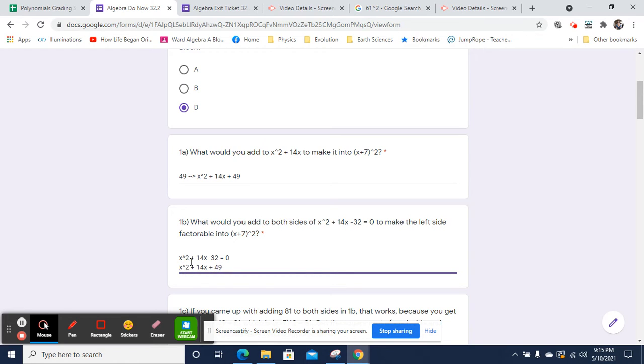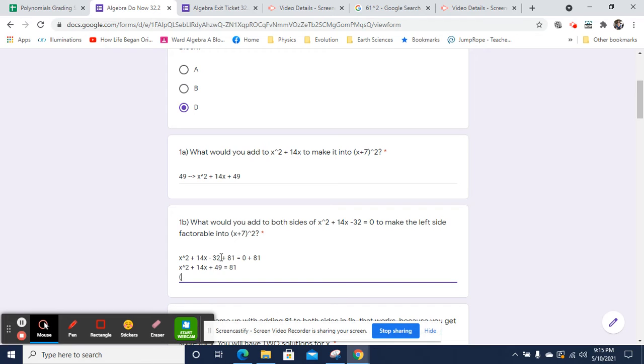So x squared doesn't need any changes. 14x doesn't need any changes. But negative 32 needs to be turned into positive 49, and that is 81 steps away. So if we add 81 to both sides, we'll get there. Okay, so that's going to equal 81, because 0 plus 81 is 81. And then we could factor it. That would be x plus 7 squared equals 81.